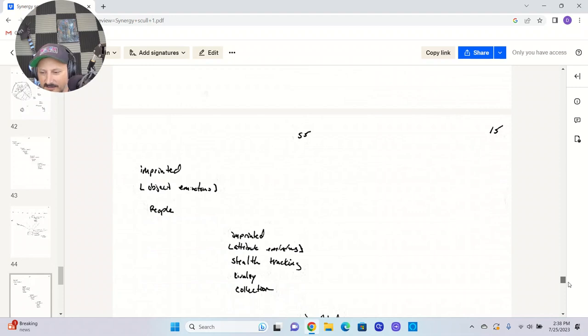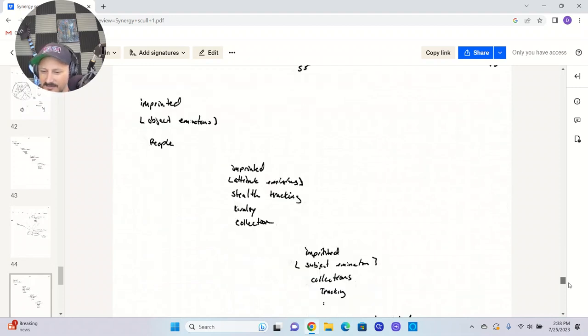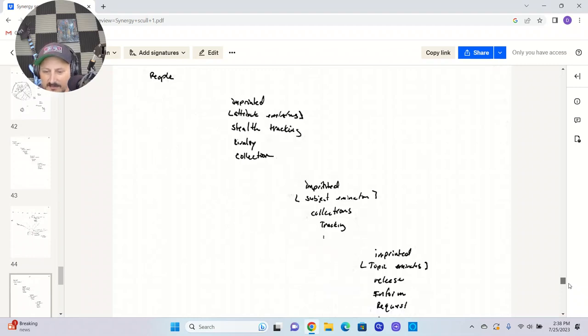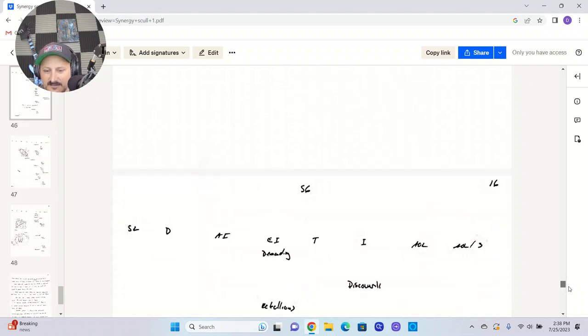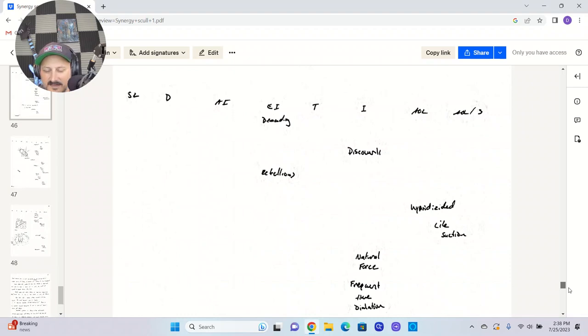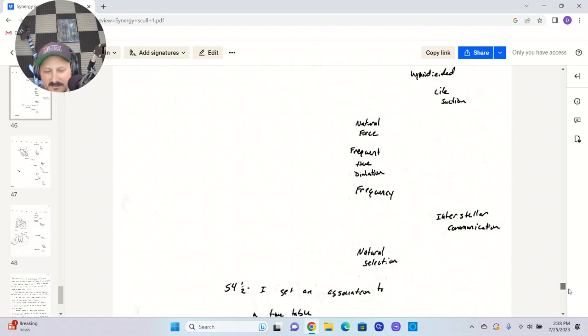Imprinted observation. Okay, so imprinted, I stage 5 that. People. What's attributed? Stealth tracking, rivalry, and collection. Collections and tracking. Release, inform, and request. I got this idea of discovery. Natural force, frequent time dilation, frequency, natural selection. So I AOL signaled interstellar communication.